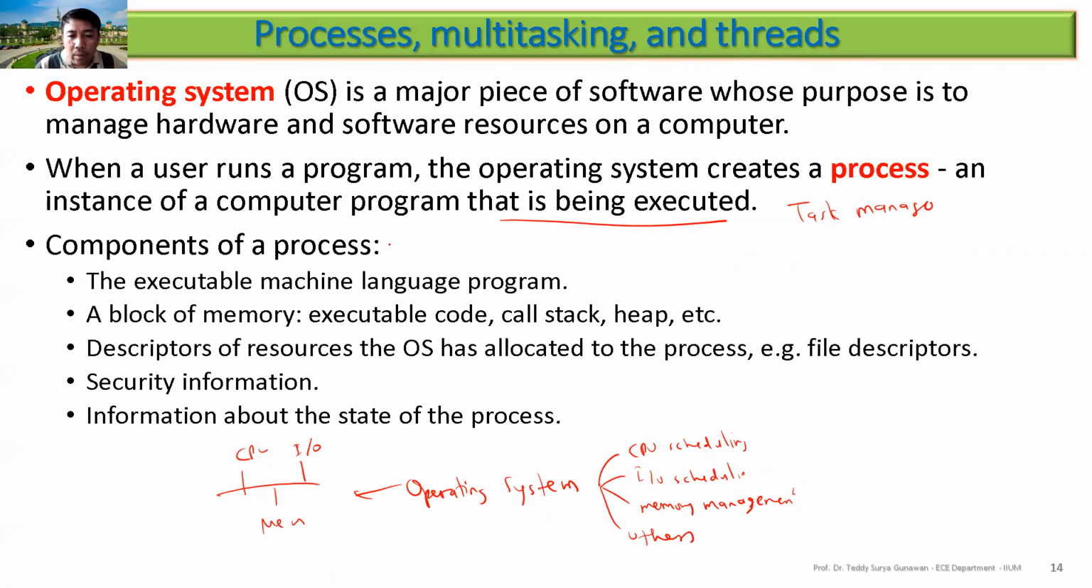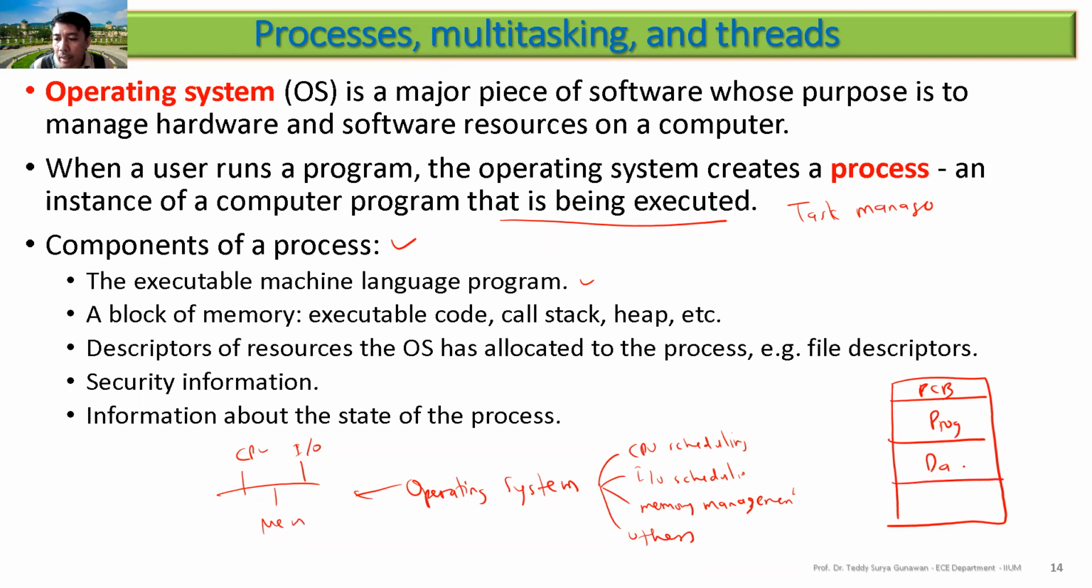So the components of a process. What would be the components of a process? The executable machine language. So the process has at least this one, process control blocks, program, data, and then you can have here the shared resources. If you want to communicate with another program or process, you can share it with this. But mainly you have process control blocks, and you have the program, the executable machine language program.